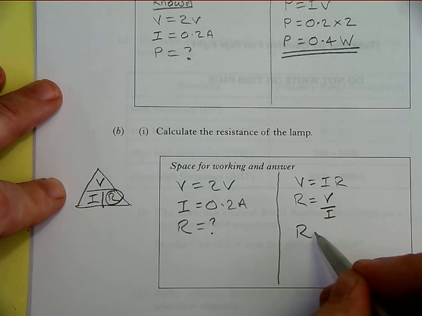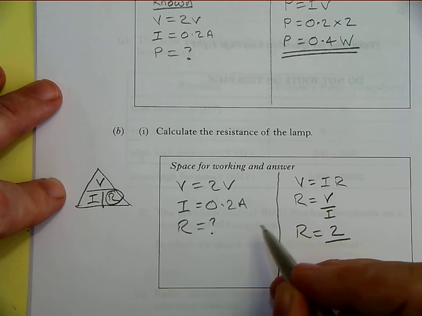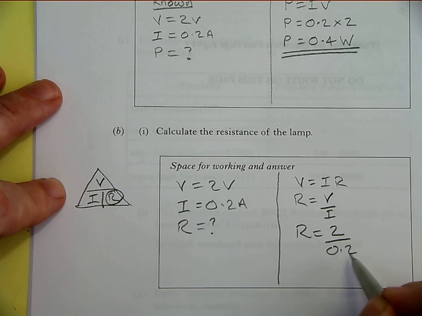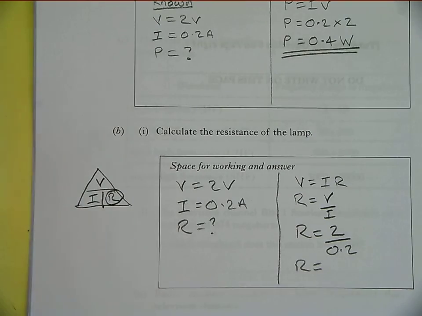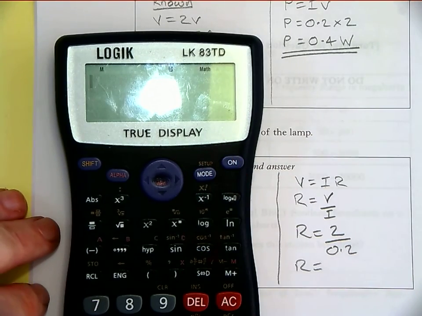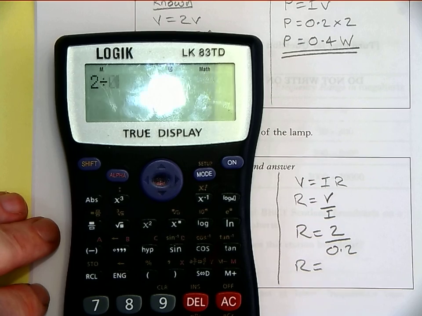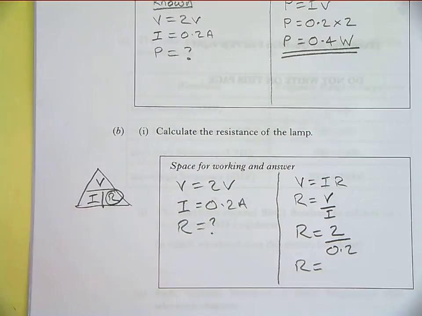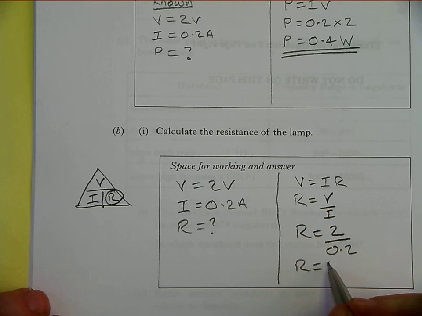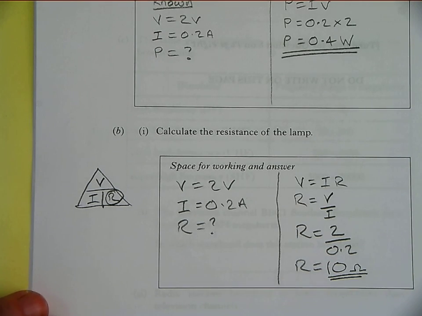Now we can put the numbers in. So the voltage is V, which is 2, the current is I, which is 0.2, and so the resistance, again we can use our calculator if we need to, is 2 divided by 0.2, which is 10. So our resistance is 10. Now we need to put a unit in, and resistance is measured in ohms. And that's that completed.